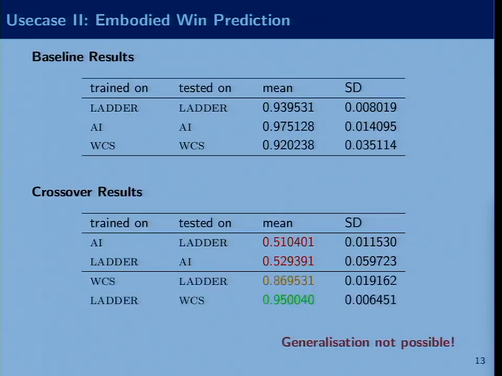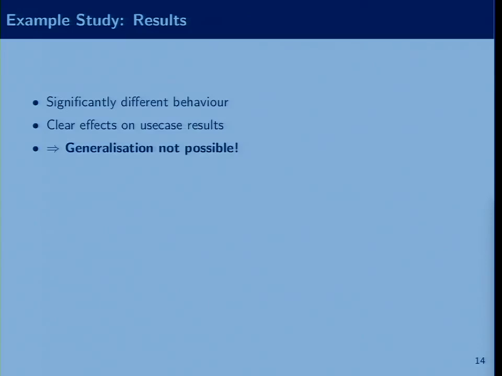I actually have an interesting tidbit: if you do a crossover between the 2 human data sets, even though some of them are pro players and probably behave a bit differently than the normal players, you still get pretty good prediction accuracies, but not with the AIs. So from this example study, at least in this case, we would have to conclude that we see significantly different behavior between AIs and humans. They have clear effects on the use cases that we looked at, and the generalization is not possible.